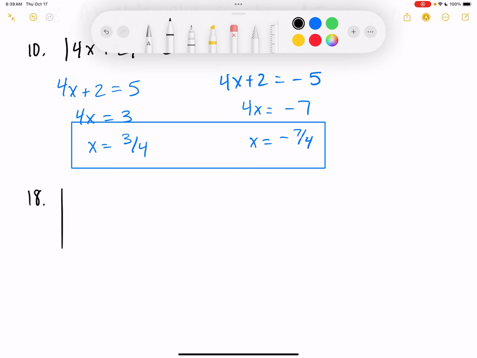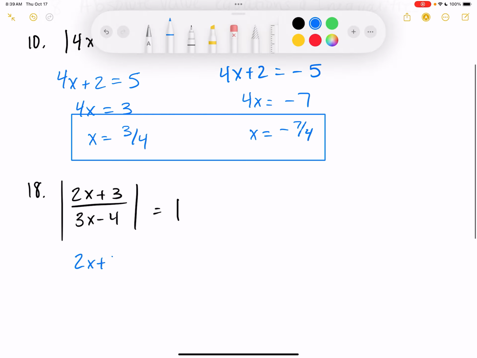Absolute value of 2x plus 3 over 3x minus 4 equals 1. So I still set this up as two separate problems. One is always copied down exactly. The other one would be equal to the opposite of whatever the sign is over here. So 2x plus 3 over 3x minus 4 equals 1, or 2x plus 3 over 3x minus 4 equals a negative 1.